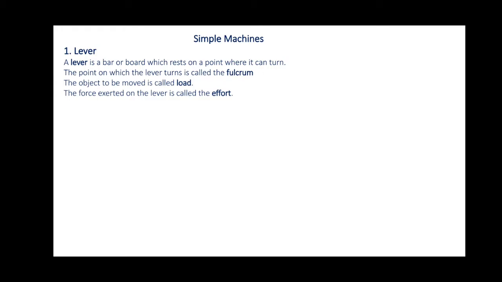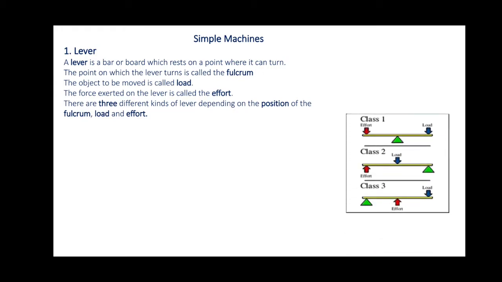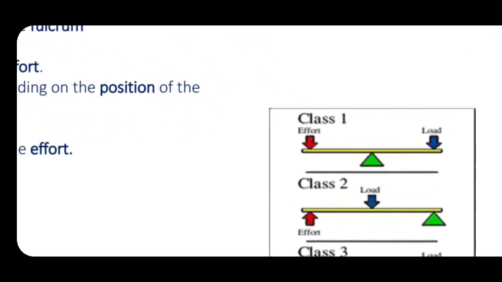Now there are 3 types of lever depending on the position of the fulcrum, load and effort. So these are the 3 types of levers. First class lever: when the fulcrum is between the load and the effort. Now, I will explain to you in detail about these terms: fulcrum, load and effort. This is the first class of a lever.